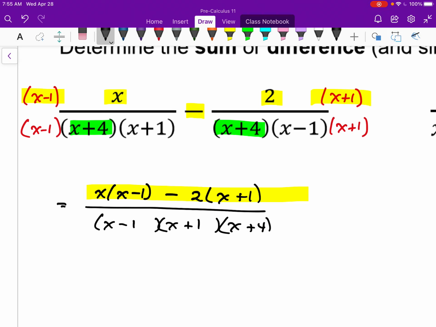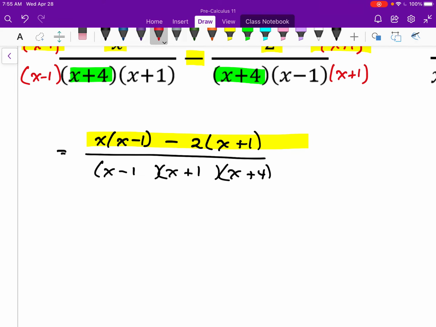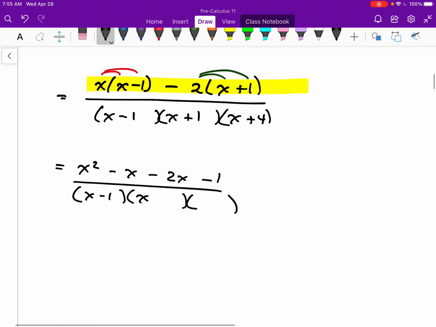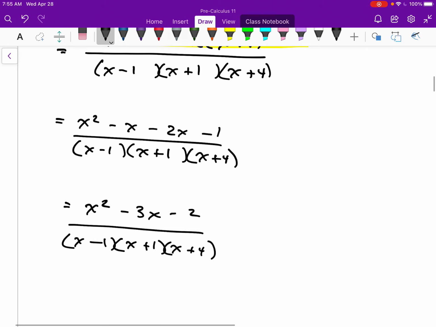Okay, so now I've put these two rational expressions into a single one. Let's just see if I can clean this up at all. Let's see if something simplifies. So distribute the x here, distribute the minus 2 here. And again, these same three factors. And when I combine like terms, I get this polynomial, x squared minus 3x minus 2. And so I might be done. Again, I've definitely cleaned it up from before, but can I simplify this any further?